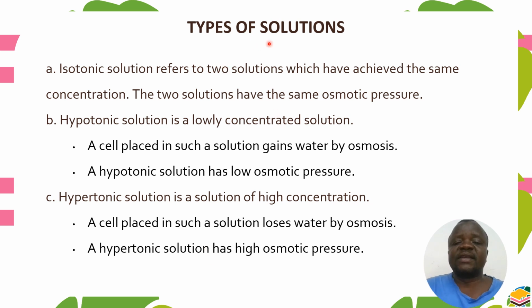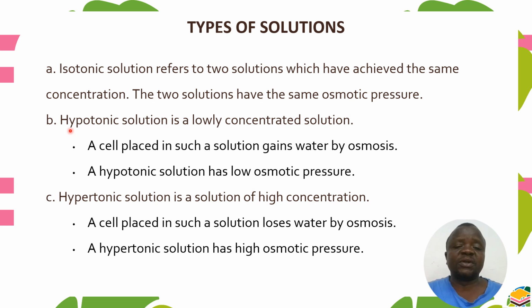Now let us look at the types of solutions that can be separated by the membrane. We have what we call an isotonic solution. So isotonic solution refers to two solutions which have achieved the same concentration. So by isotonic concentration, we mean the same concentration. Now the two solutions have the same osmotic pressure. So it means there is a balance in pressure. So therefore there is no movement of water.